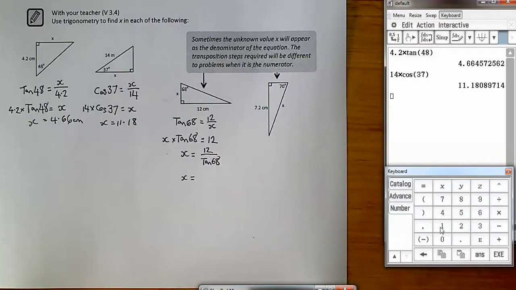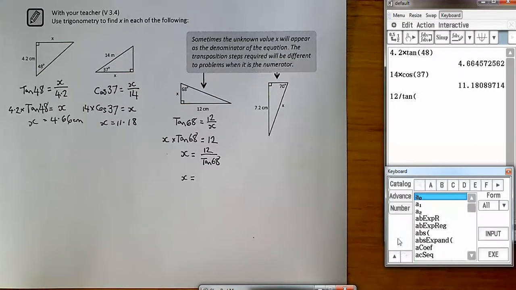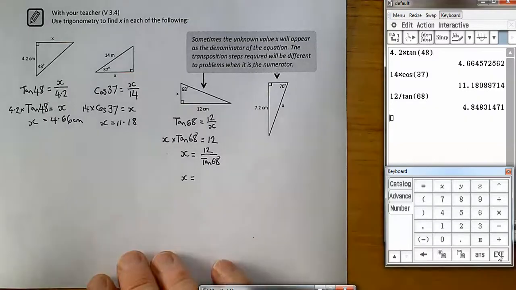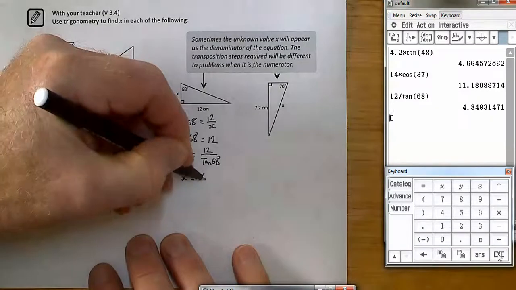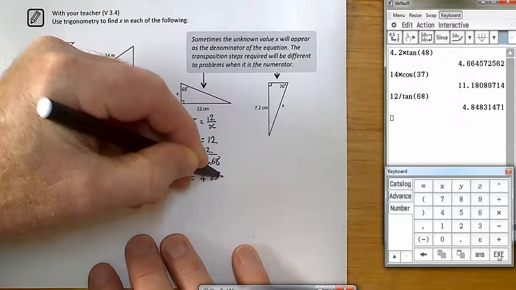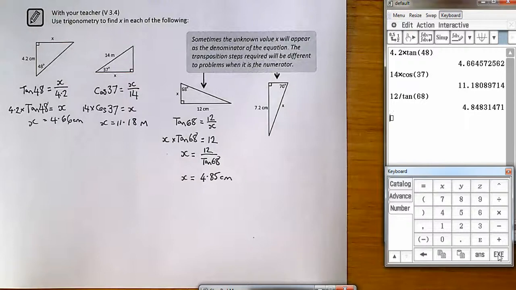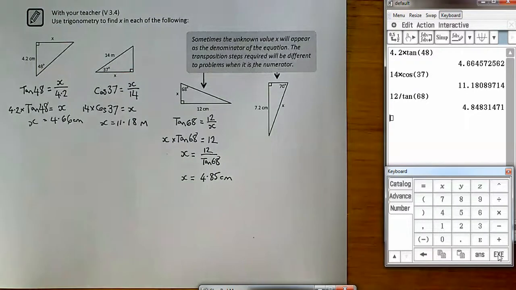Let's set it up on the calculator. 12 divided by the tan of 68 degrees. And I get 4.85 to 2 decimal places. Centimetres is the units of my answer. Oh, I've forgotten one over here. There we go. Next example.